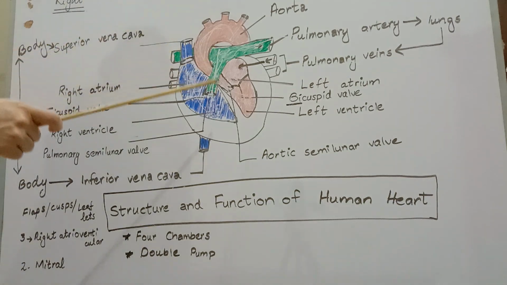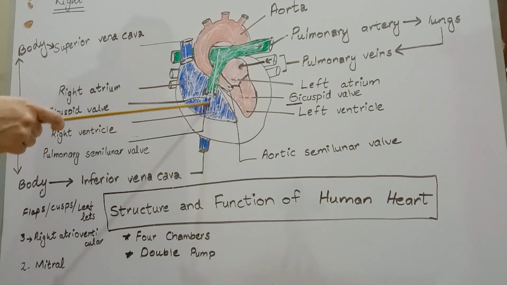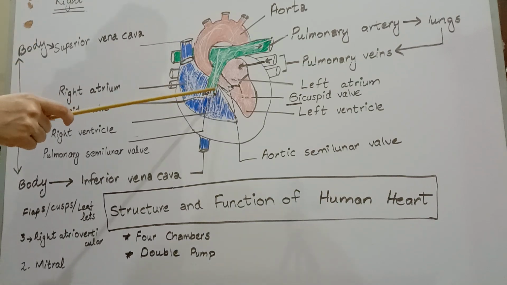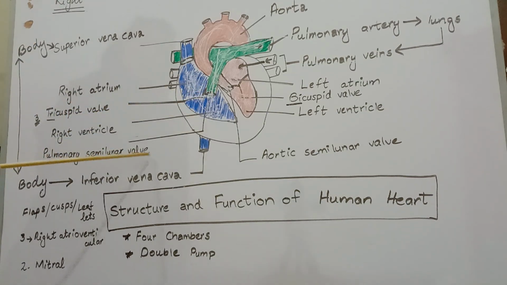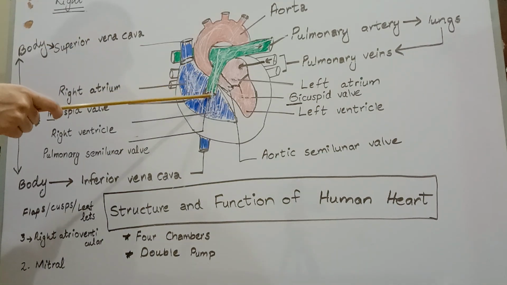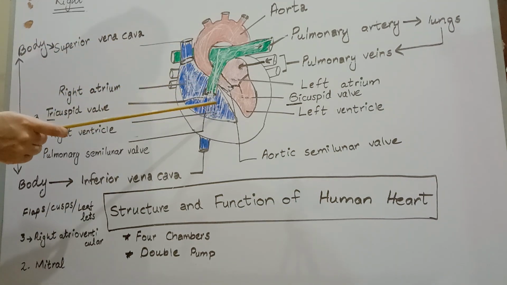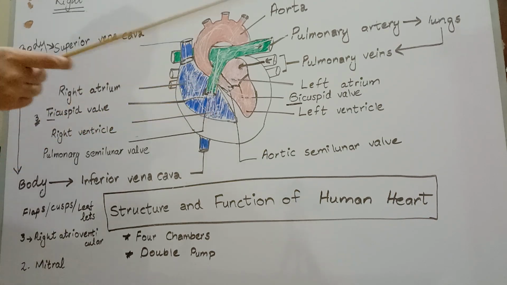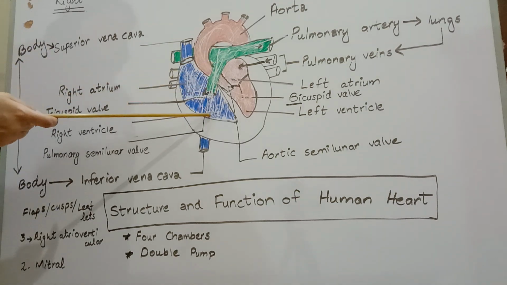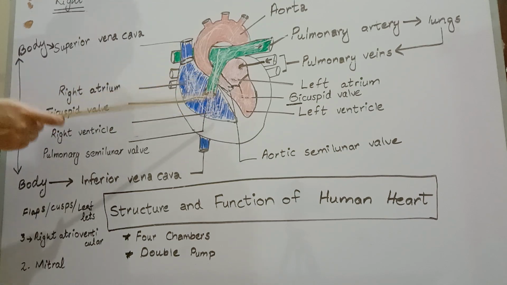Now, when the right ventricle contracts, the blood moves towards the pulmonary trunk. The valve at the base of the pulmonary trunk is the pulmonary semilunar valve. Its function is to prevent the backflow of blood from the pulmonary trunk towards the right ventricle. The blood moves from the right ventricle towards the pulmonary trunk, and this valve prevents the backflow.